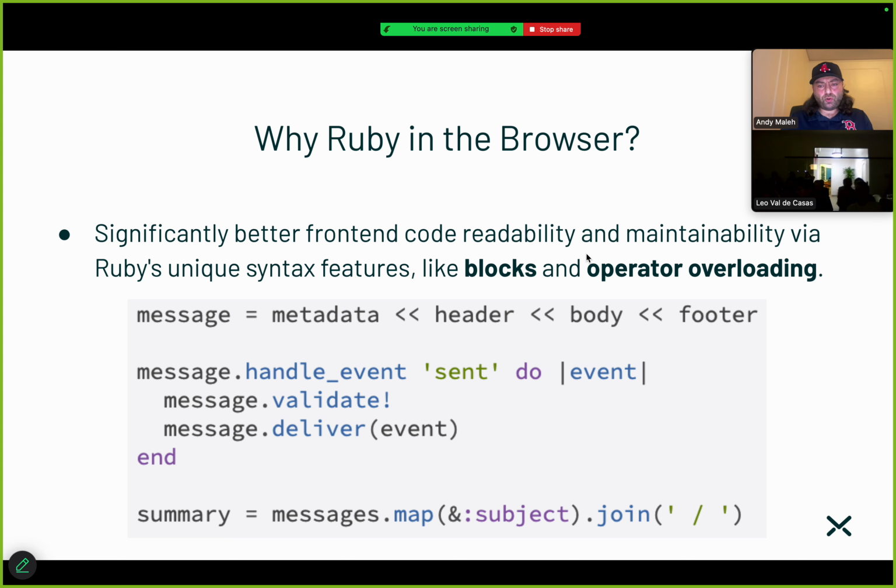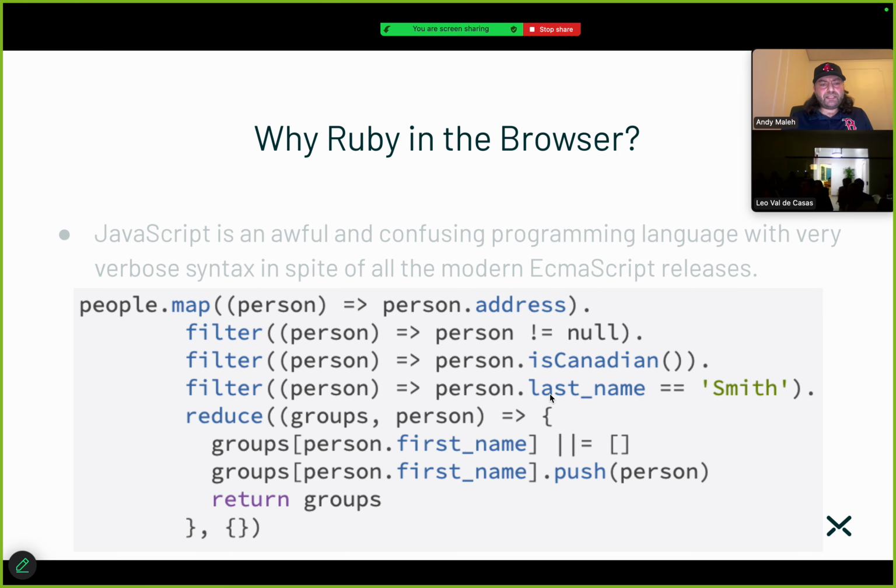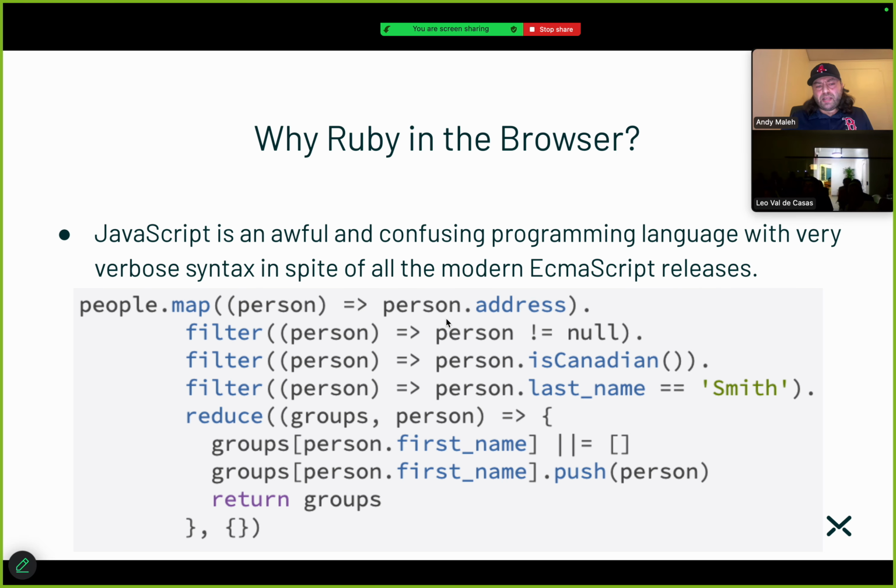Significantly better front end code readability and maintainability, especially using Ruby unique features like blocks and operator overloading. Ruby has very cool features like blocks, which look very natural when reading. It's like reading English. It's not like in JavaScript where it doesn't feel like reading English. So that's another advantage to Ruby. And honestly, JavaScript is just an awful and confusing programming language.